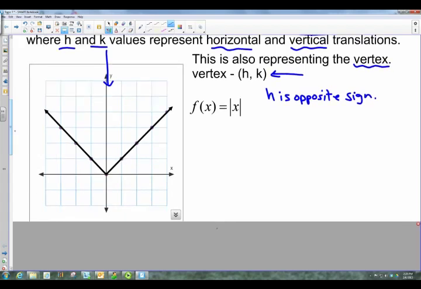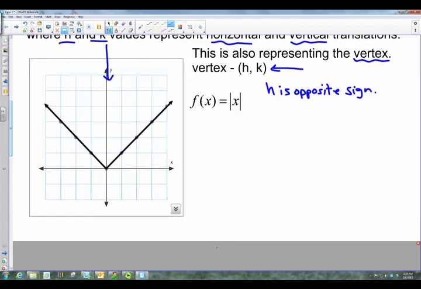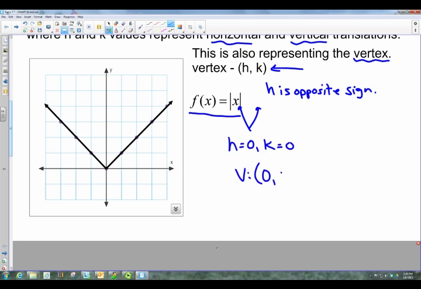Alright, so here's what we want to do. We want to be able to take an absolute value function, which is something like this, and we want to be able to graph it. Well, if you take this parent function and just look at it in terms of h and k, there is no h, there is no k. So in this case, h equals 0, k equals 0, which means our vertex is the point (0, 0), which is what I've got on the graph right here.